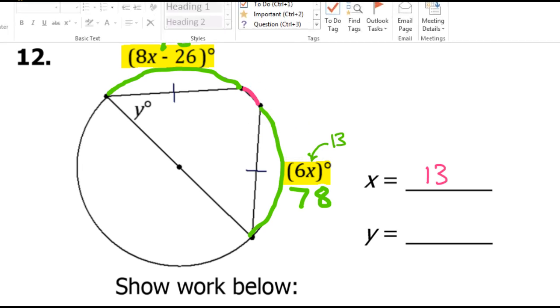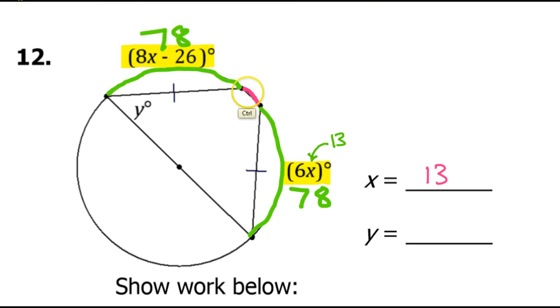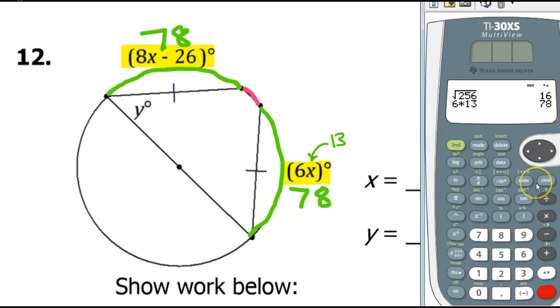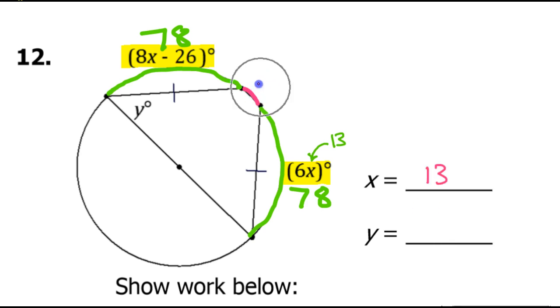Okay, so it's time to know how big this little gap is, the arc in between. Well, this is a diameter, so that means I'm looking at a semicircle. So if I subtract from 180, that should give me the remaining bit. So if I do 180 minus 78 minus 78, that leaves me with 24. So this tiny little arc right here is actually 24 degrees.